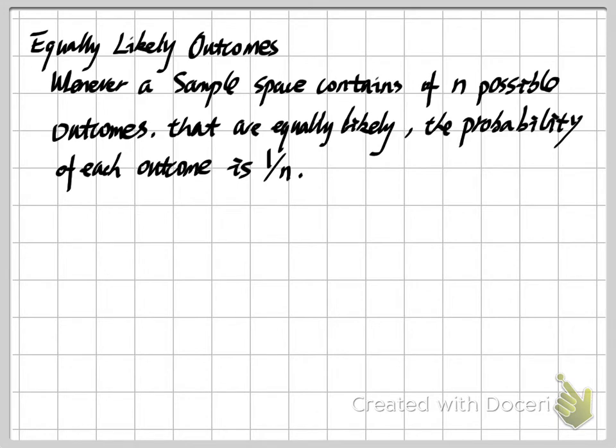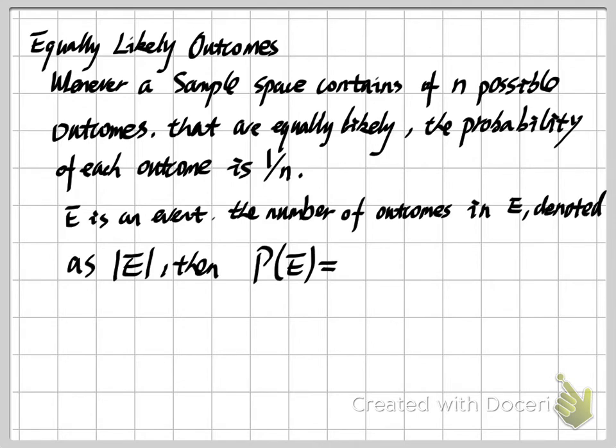Now when we talk about an event of this sample space, the probability of this event becomes more straightforward. For an event E, we denote the number of outcomes in this event as the absolute value of E. Then the probability of this event is much simpler: you just use the number of outcomes in this event divided by the total number of outcomes in our sample space.